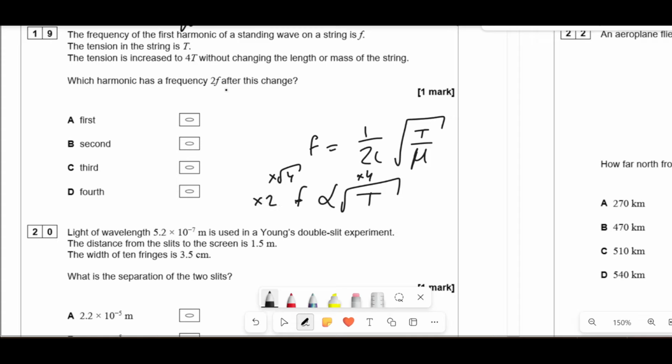So in that case, what frequency has 2F after this change? They've just changed the length of this, and this is still for the lowest frequency. So now, if that's gone up by 4, that's gone up by 2. So that means this frequency would have 2F, so it's actually the first.